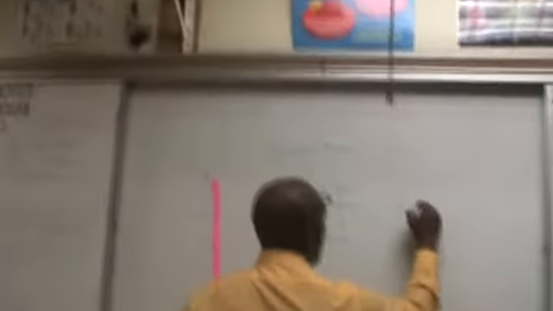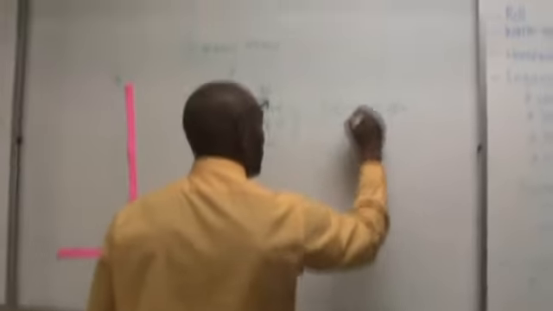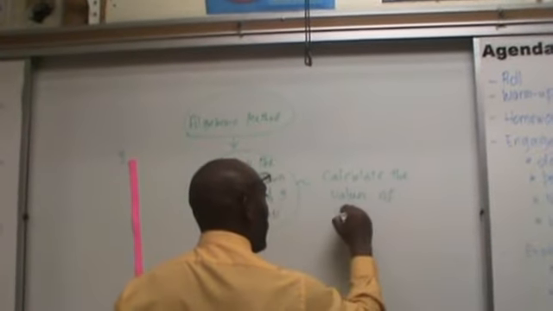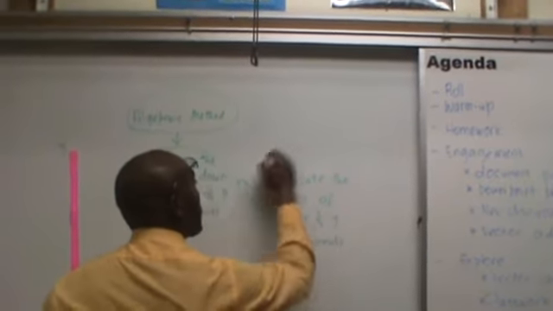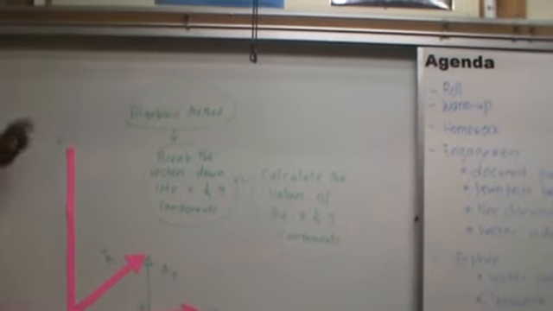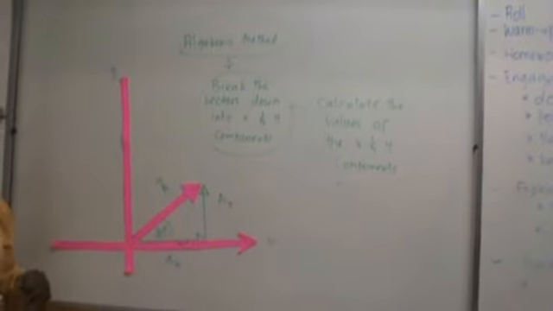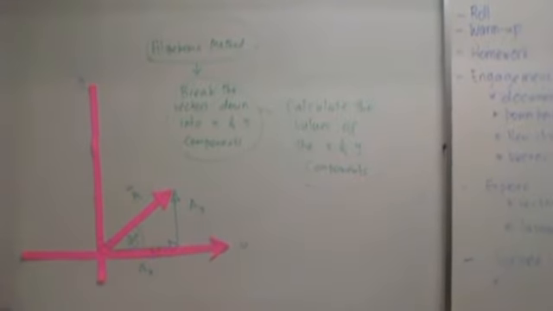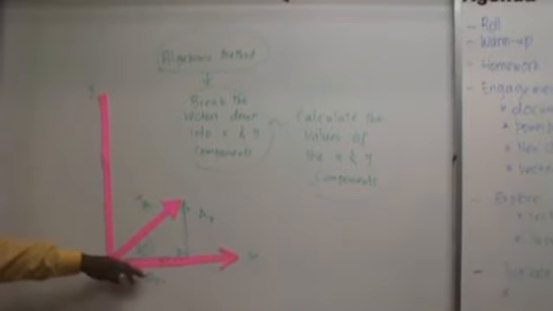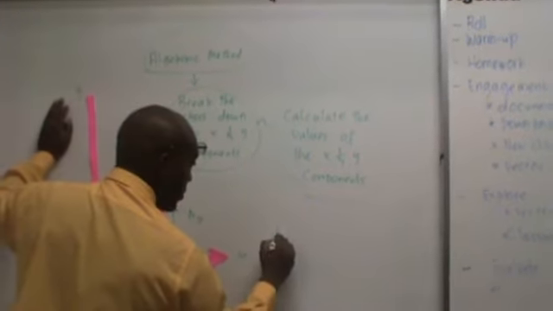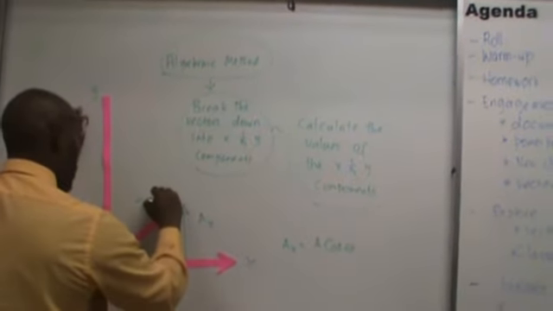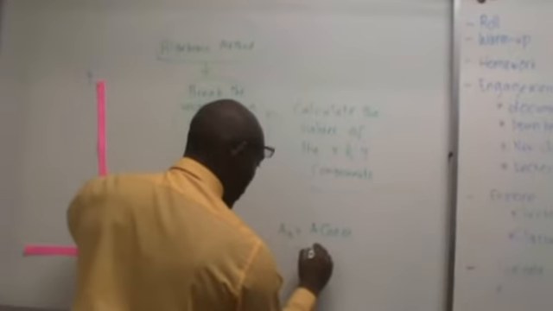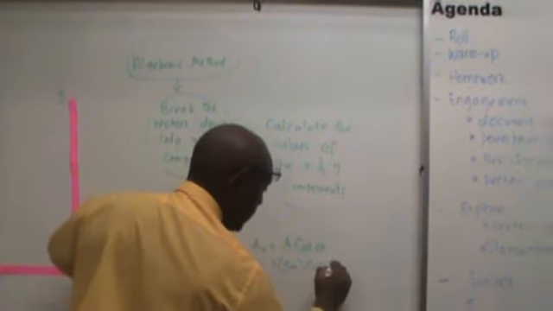Once we do that, we now need to calculate the values of the X and Y components. Okay? So how do we do that? We need to know this angle. Let's say this angle is 30 degrees. From our knowledge of geometry, we can see that this is a right triangle. And if I want to calculate AX, it's simple: A times the cosine of theta.